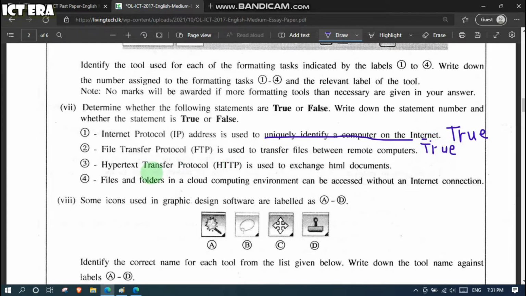Then next one, hypertext transfer protocol is used to exchange HTML documents. True. And then next one, files and folders in a cloud computing environment can be accessed without an internet connection. No, with an internet connection. So it is false.